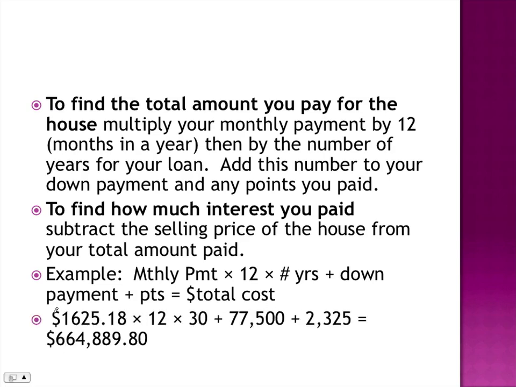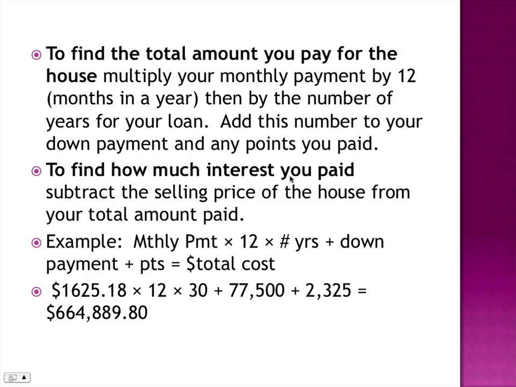Okay, so in the example that we were working with, remember the monthly payment was $1,625.18 times 12 months a year times 30 years plus the down payment plus the points on the mortgage. Okay, and that gave us $664,889.80 would be the total price paid for our house.